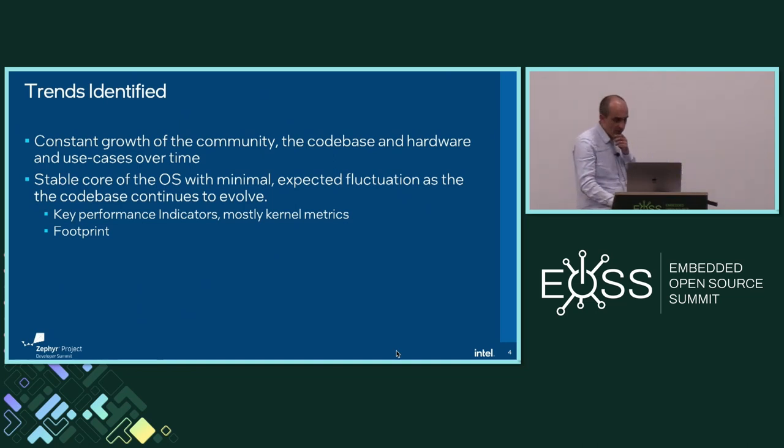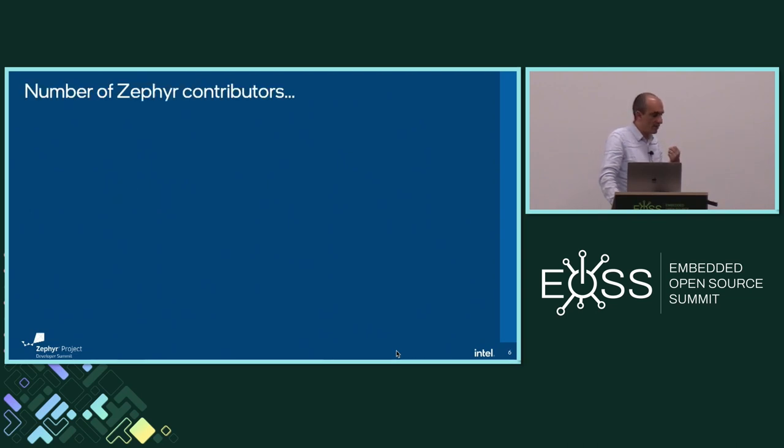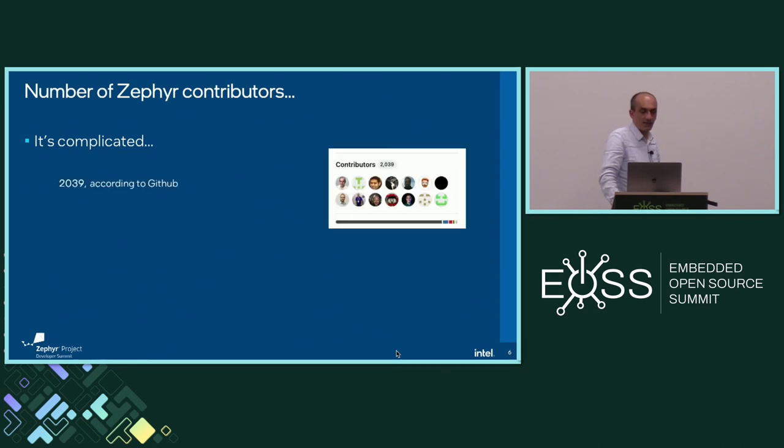So let's start with a few case studies and a few examples of data that we have been tracking. The first one is a little bit social, but it's a very important metric in my opinion, and something that, depending on where you are looking, you get different numbers. It's a matter of definition at the end of the day. So if you look, for example, on GitHub, you will see that we have like 2,000.